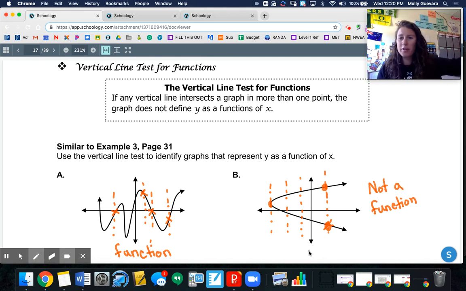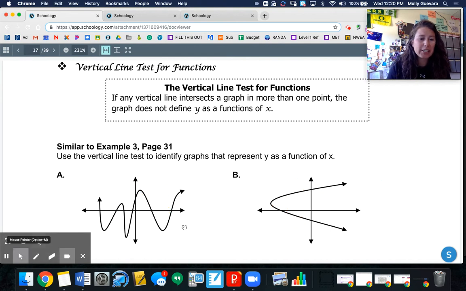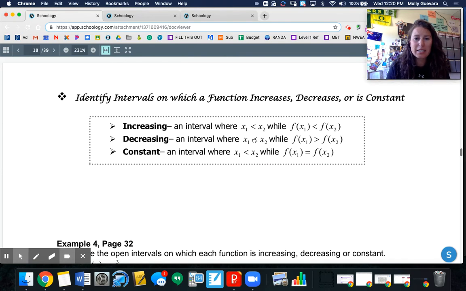So hopefully we're feeling good on being able to recognize function, not a function, and domain and range. We're actually going to move on now to identifying on what intervals functions are increasing, decreasing, or constant. So we're going to look at this little box real quick.